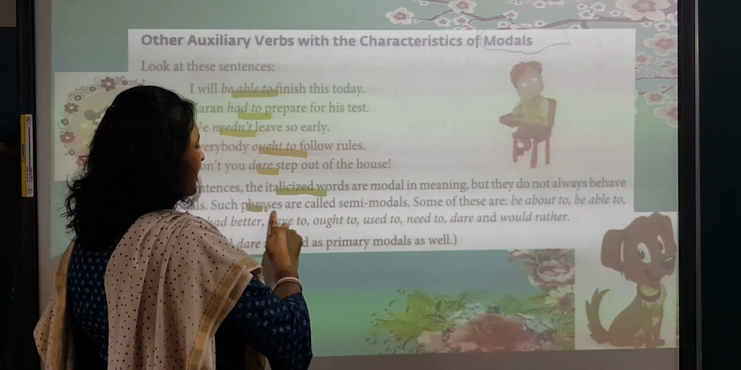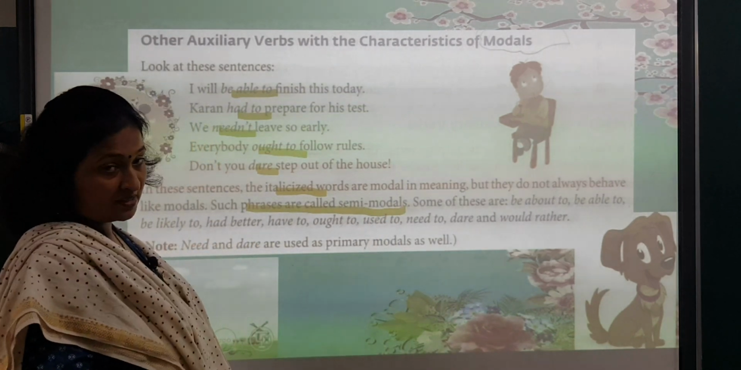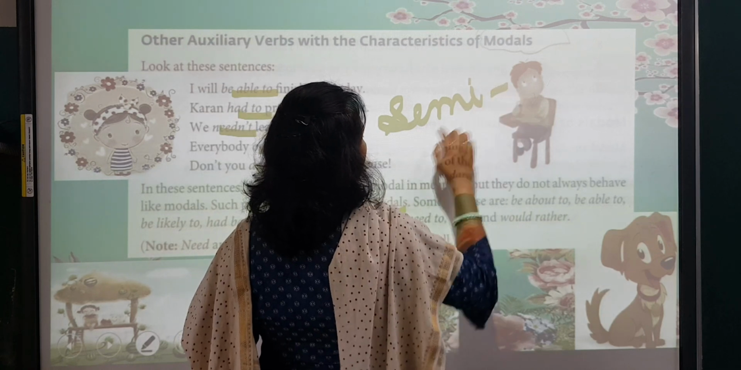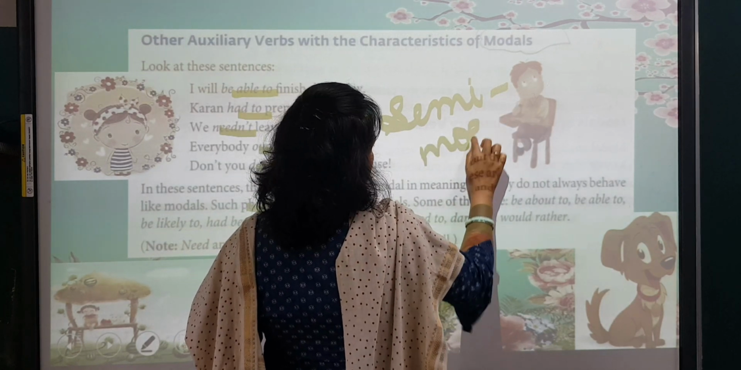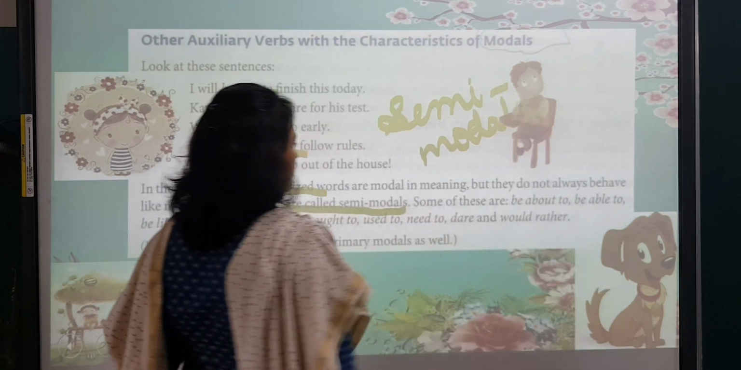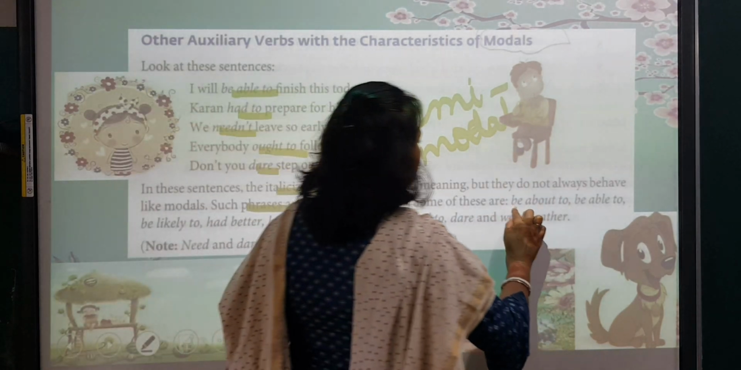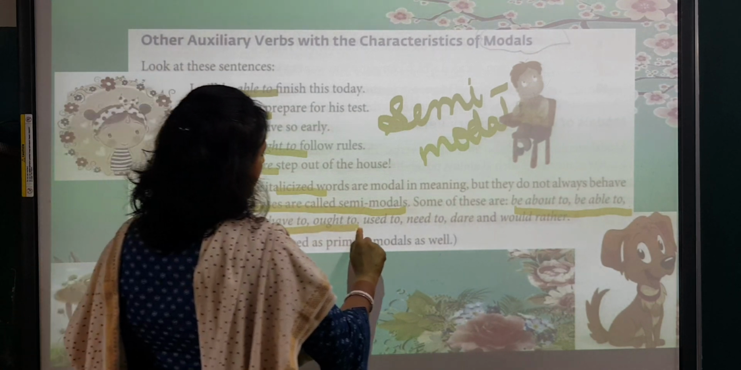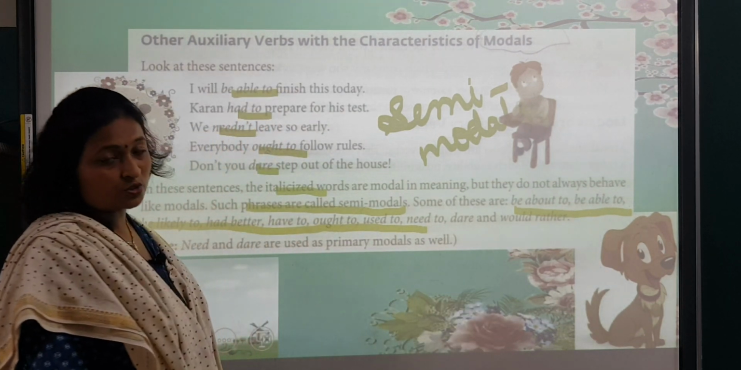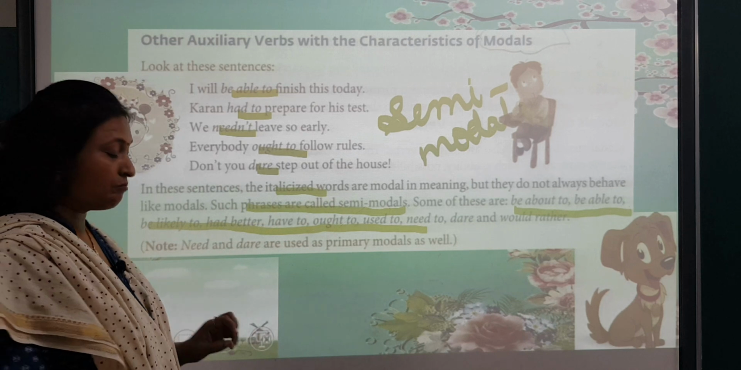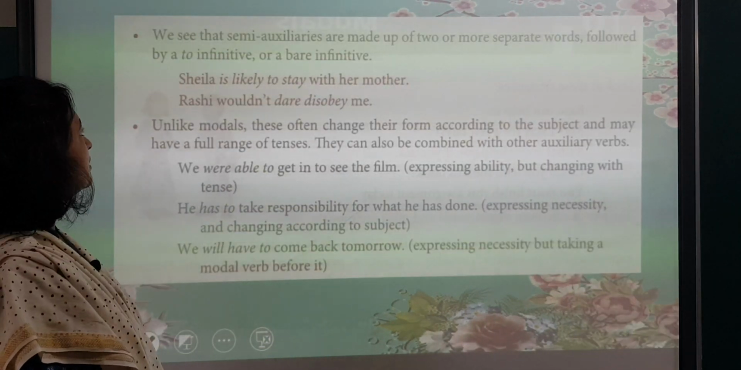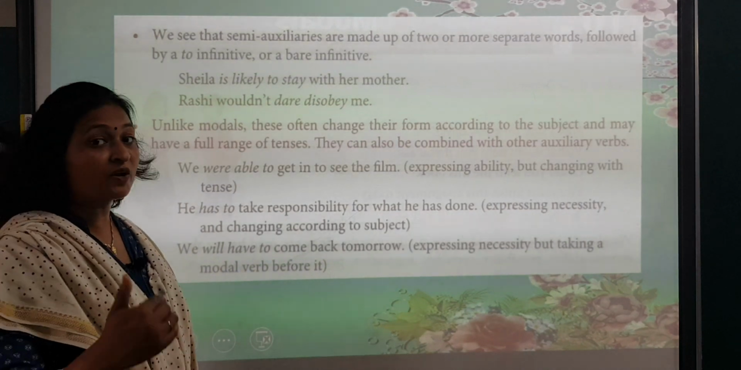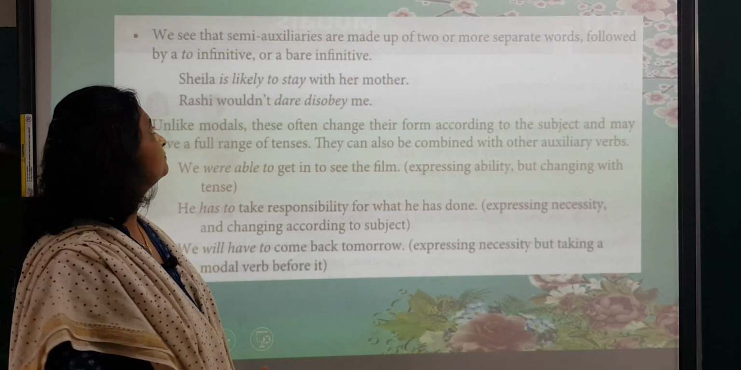So, these are all phrases which we call semi-modals. Okay? What do we call them? Semi-modals, because they are in the form of phrases. And here they have listed it out: be about to, be able to, be likely to, had better, have to, ought to, and so on. So, these are all semi-modals. We see that semi-auxiliaries are made up of two or more separate words. That's why we call them phrases.